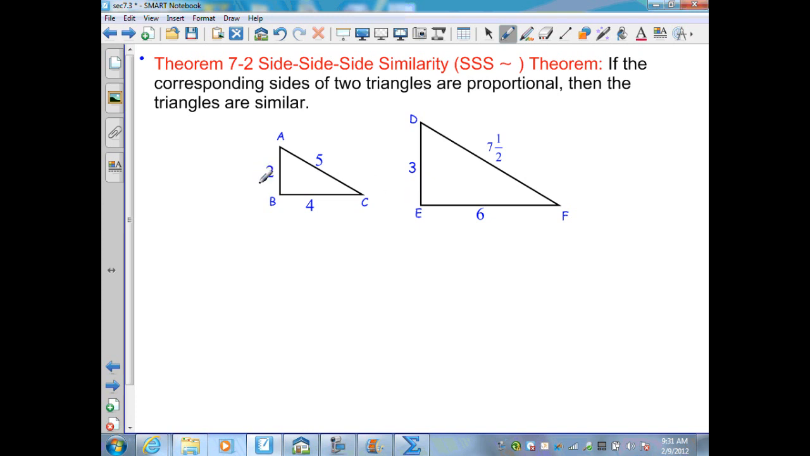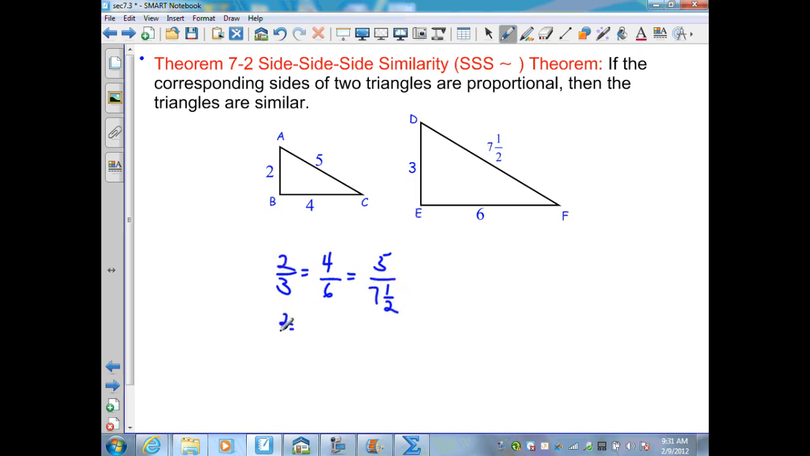To do that, I'm going to set up the smallest segment in this triangle in a ratio compared to the smallest segment in this triangle, the medium side compared to the medium side, and the large to large, and see if the ratios are equal. Then, if they are, they're proportional, and the triangles would be similar by side, side, side similarity. So here I'm going to have small over small, 2 over 3, middle over middle, 4 over 6, and the largest, 5 over the largest, 7.5.